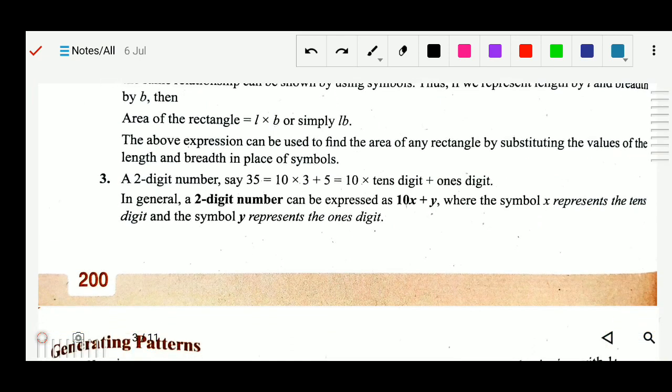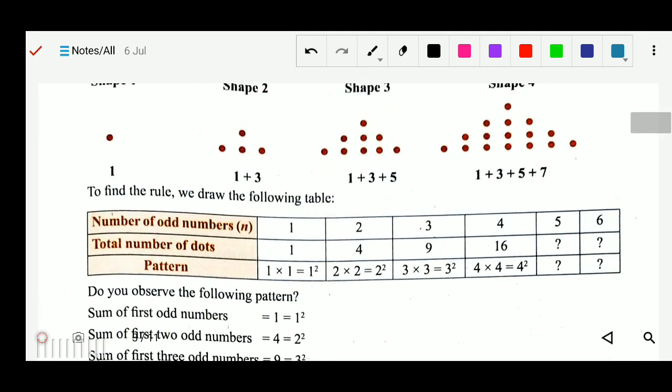So like two digit numbers also you can write, like 35. So if you write it in the expanded form, 10 into 3 plus 5. So it means 10 tens plus 1 digit. Okay, so this is the generalized form. So we can generalize it. We can get the pattern. So this is the generalization.